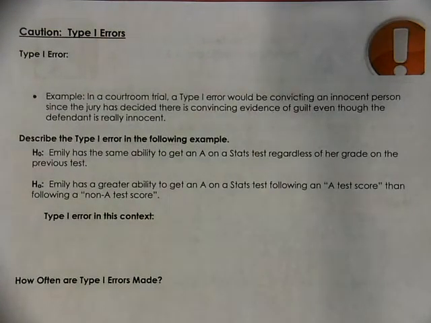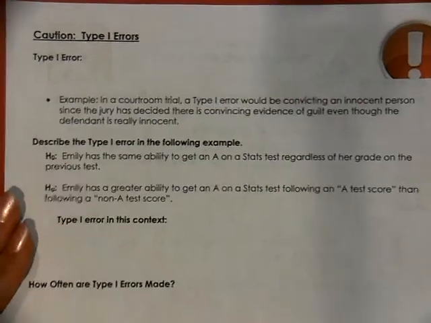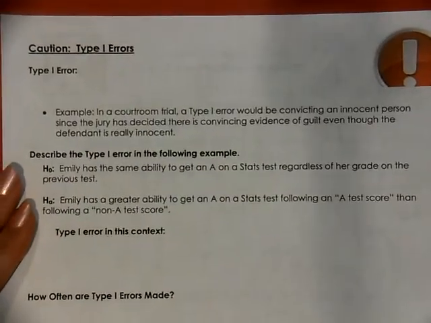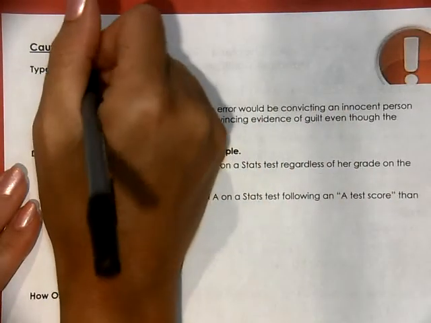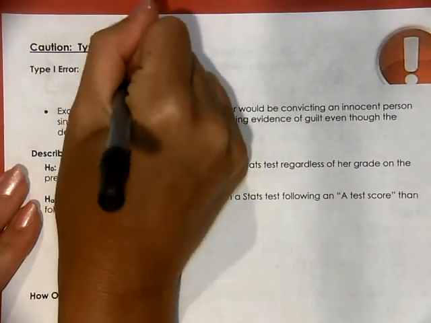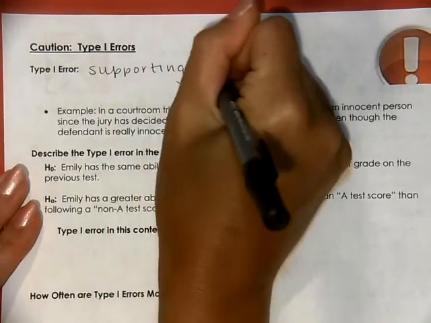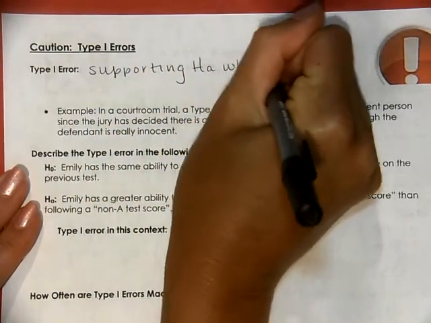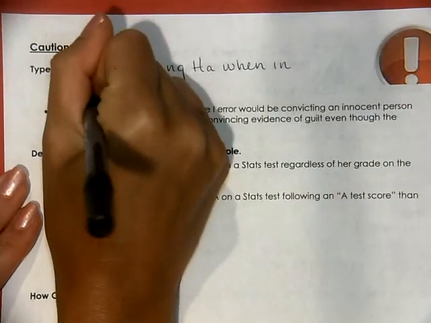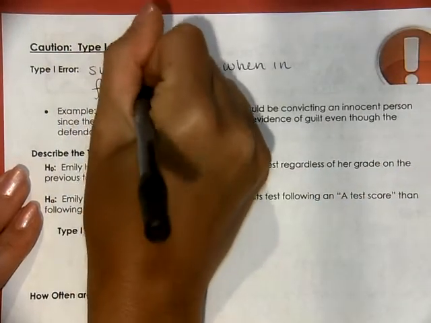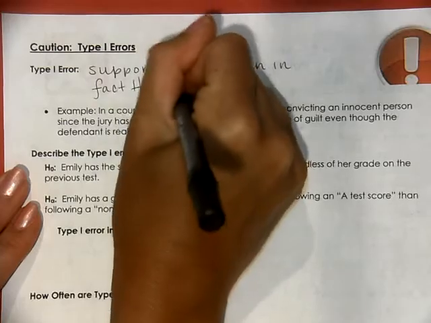So which type of error you could potentially make is based off of your conclusion. Type 1 error is when you are supporting your alternate hypothesis, HA, when in fact your null hypothesis is actually true.